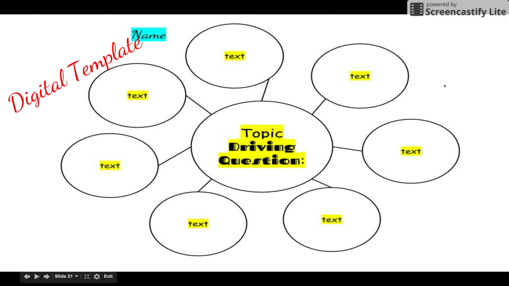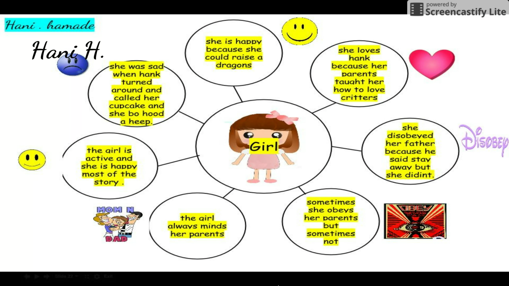Here is a bubble map that we used for raising dragons, and we described the girl and what she was like, so this is what it might look like.